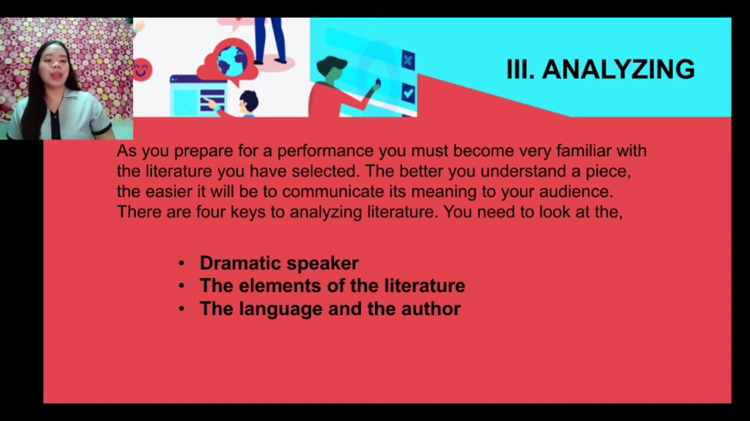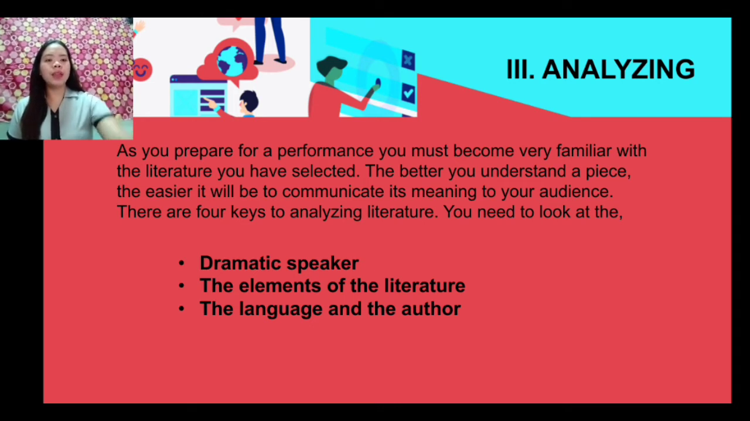There are four keys to analyze literature. You need to look at, the first is the dramatic speaker, then the elements of the literature, then the language and the author. For the dramatic speaker, this is the voice that is heard as you perform your piece. This is the person telling the story or describing the scene. It is not the author's voice, but a voice created by the author. The voice may belong to a character in the piece or to a narrator who is not part of the action. So, that is for the dramatic speaker.